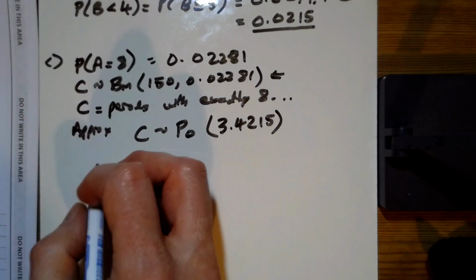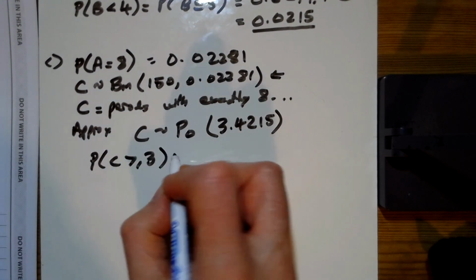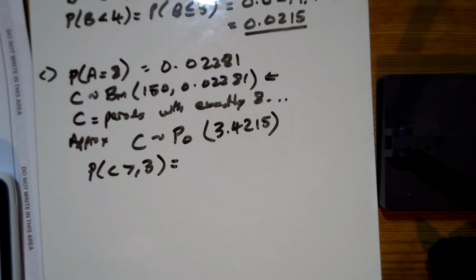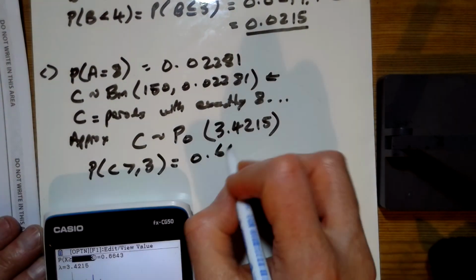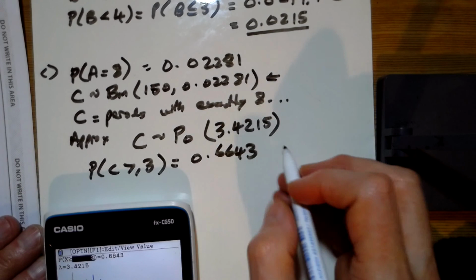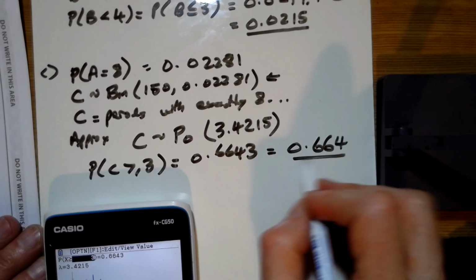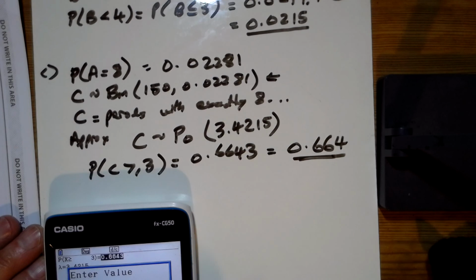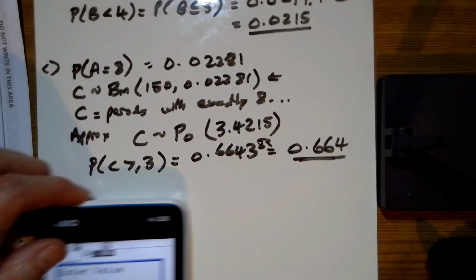So the probability that C is greater than or equal to 3 is equal to, and I've got it there, 0.6643, and that's what they were hoping we had, didn't they? 0.664 to 3 significant figures. It's actually 0.664389 if you wanted a few more there.